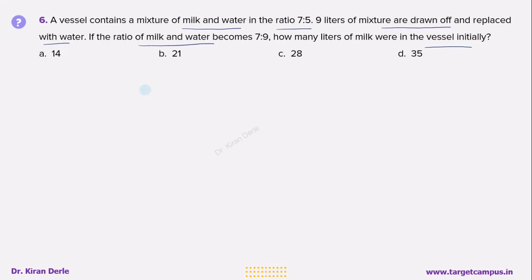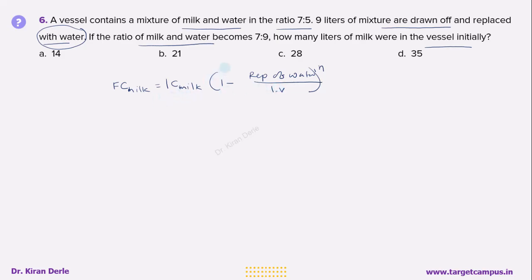In that concept we have already seen this, but let's use that formula here. We have that formula, final concentration. Now replacement is done with water, so we'll take final concentration of milk is equal to initial concentration of milk times (1 minus replacement of water upon initial volume) raised to the number of times this replacement is done.